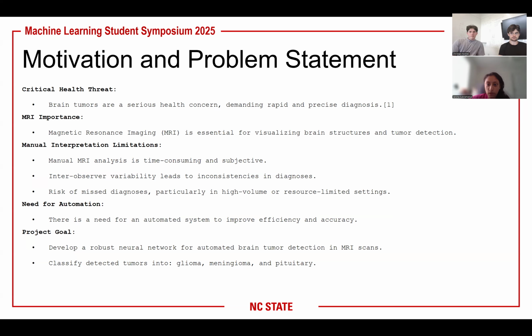This project aims to address this challenge by developing a robust and efficient neural network based system that can automate the detection of brain tumors within MRI images and classify the detected tumors into the following categories that are glioma, meningioma, and pituitary.